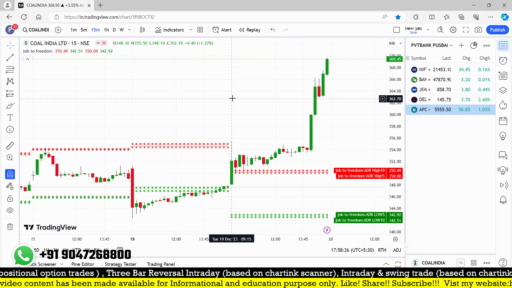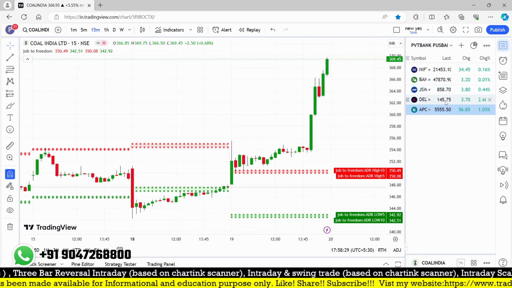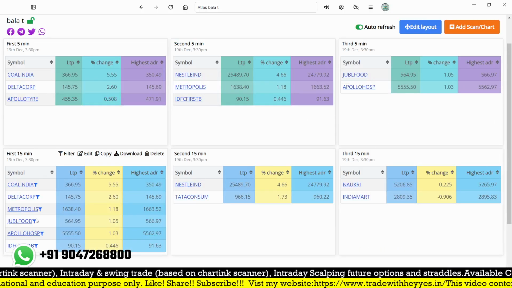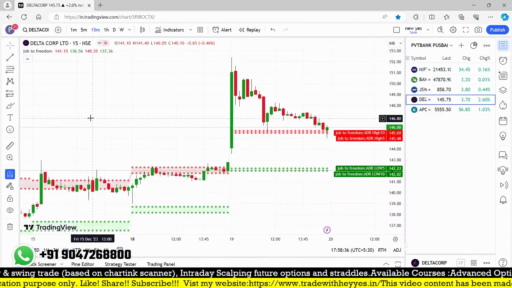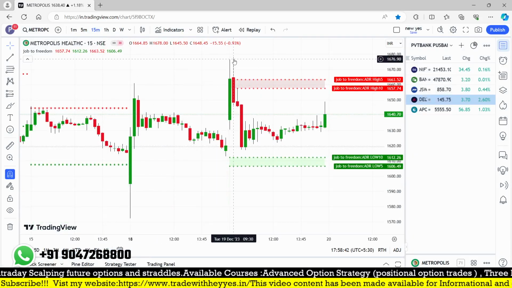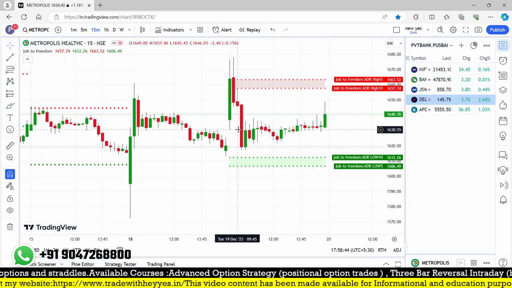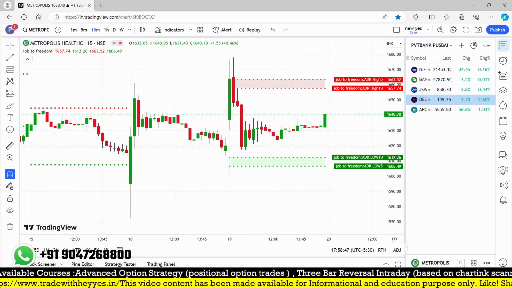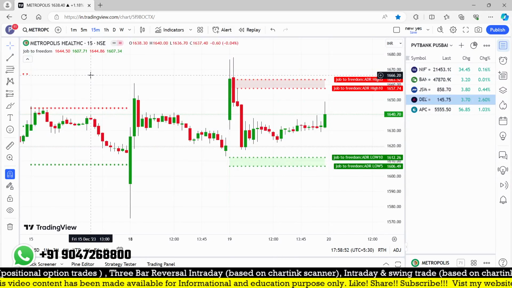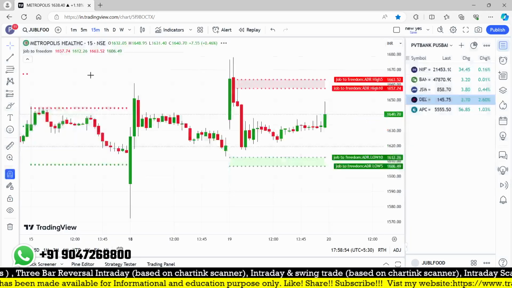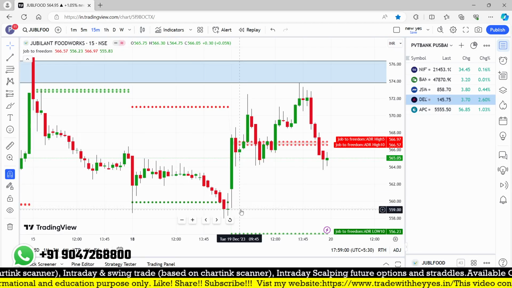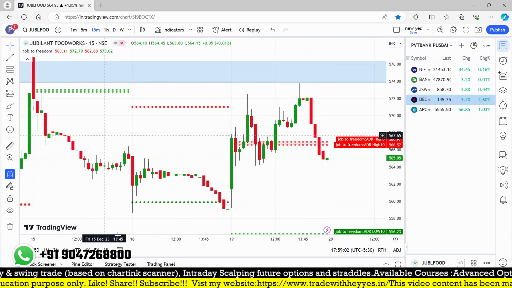And another one is Delta Cup. That 15 minutes high is also not broken. And here in 15 minutes I'm looking at Metropolis and Jubilant Food. This is the one that may be broken, but it has a huge stop loss, so we can simply ignore it. If you take it, it may be a stop loss kind of trade. And Jubilant Food, Apollo Hospital. Yeah, this one is working well. But this also has a huge stop loss, so if you wish, you can try. Okay, like that in 15 minutes.